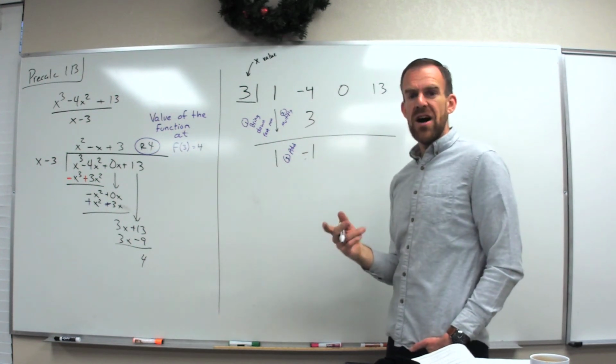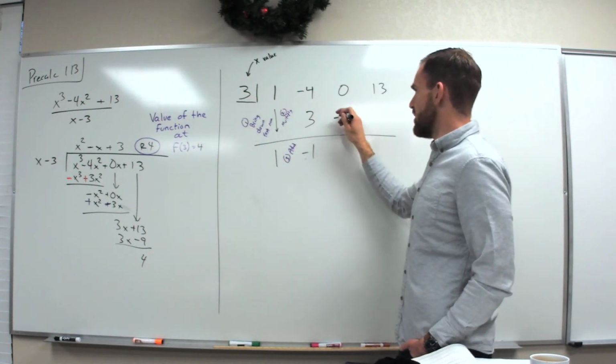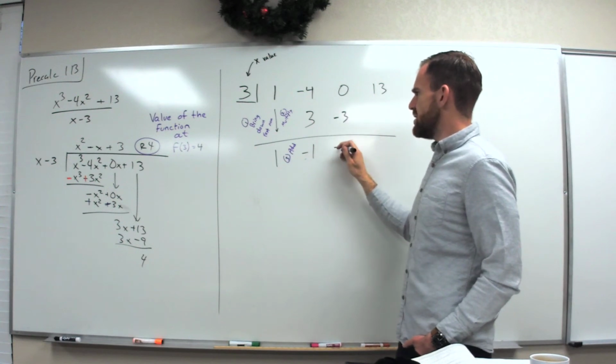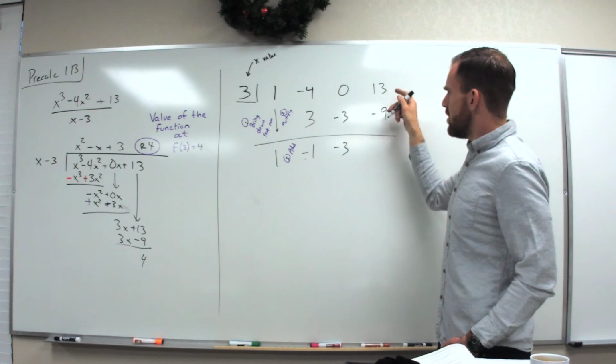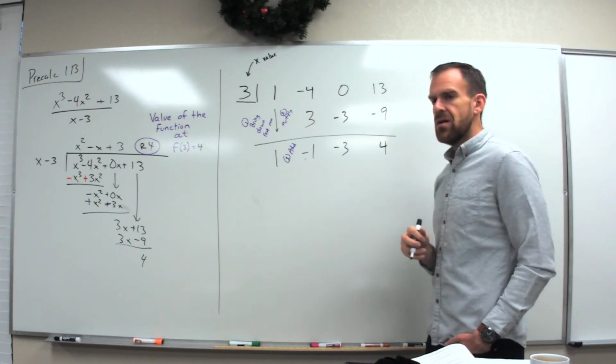Then we repeat the process. 3 times negative 1 is negative 3. 0 minus 3 is negative 3. 3 times negative 3 is negative 9. 13 minus 9 is 4.